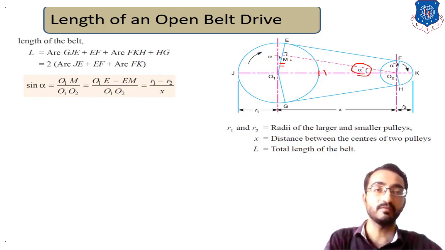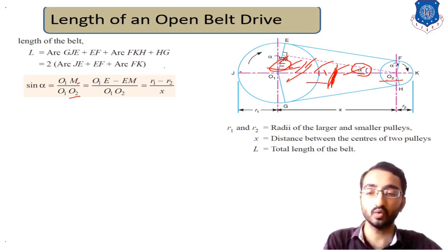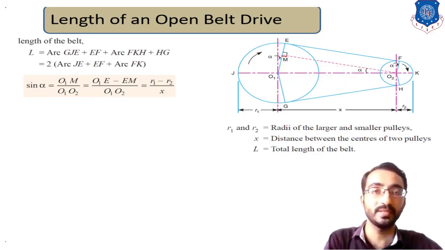If you consider the right angle triangle in this arrangement, for triangle O2MO1, this one is your opposite side and this one is your hypotenuse. So we can say that the distance O1M upon O1O2, that is your hypotenuse, will give you sine alpha. Now how can we calculate this O1M distance?